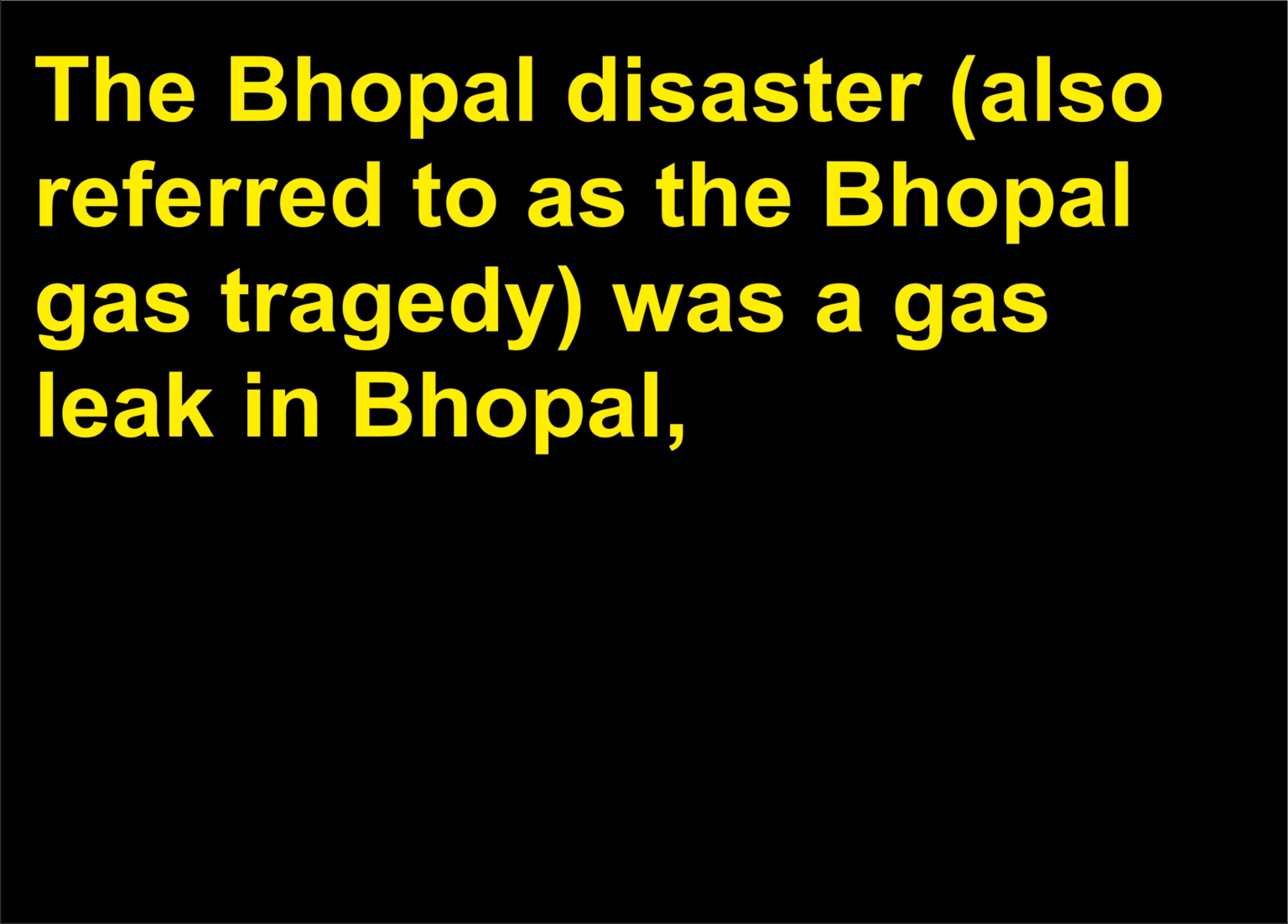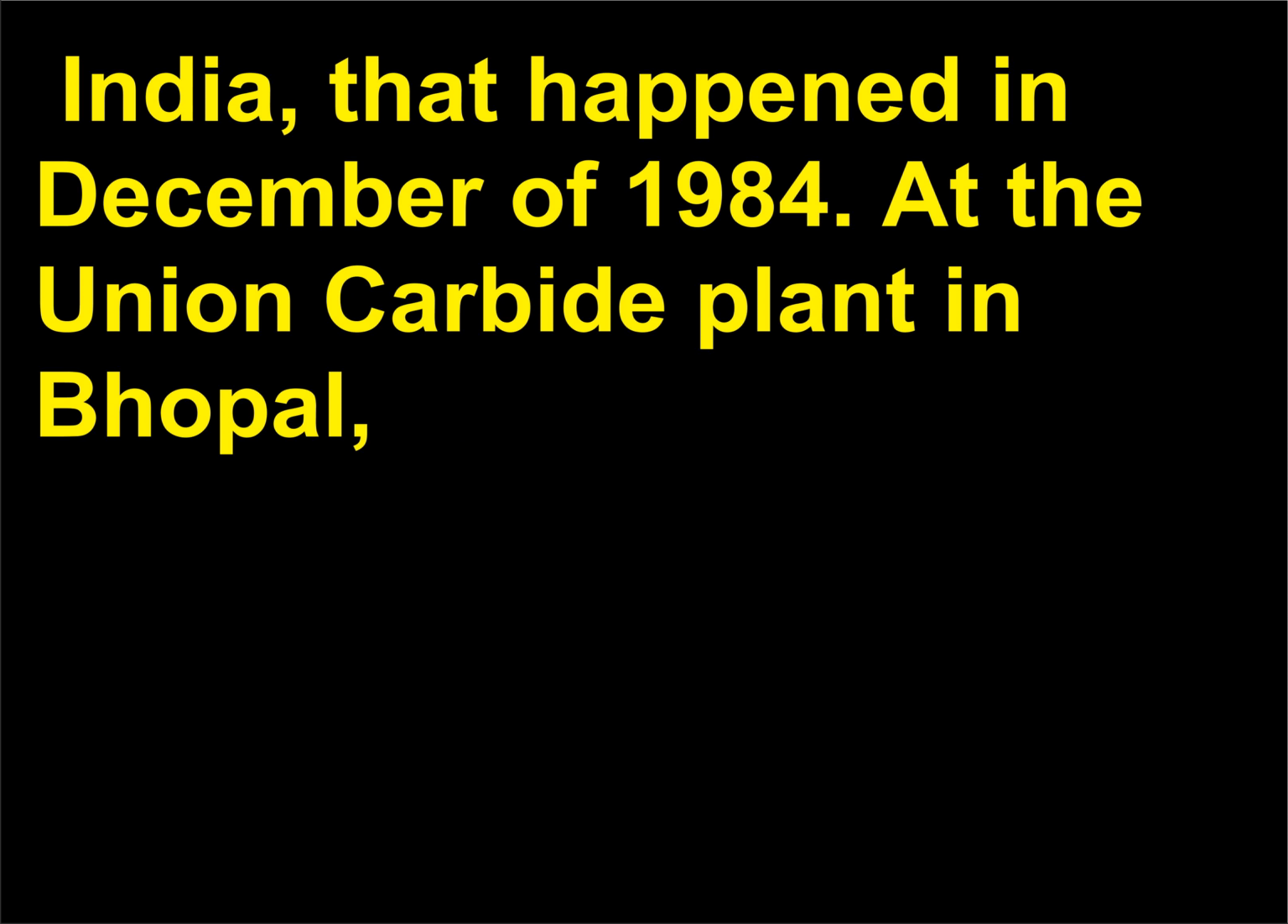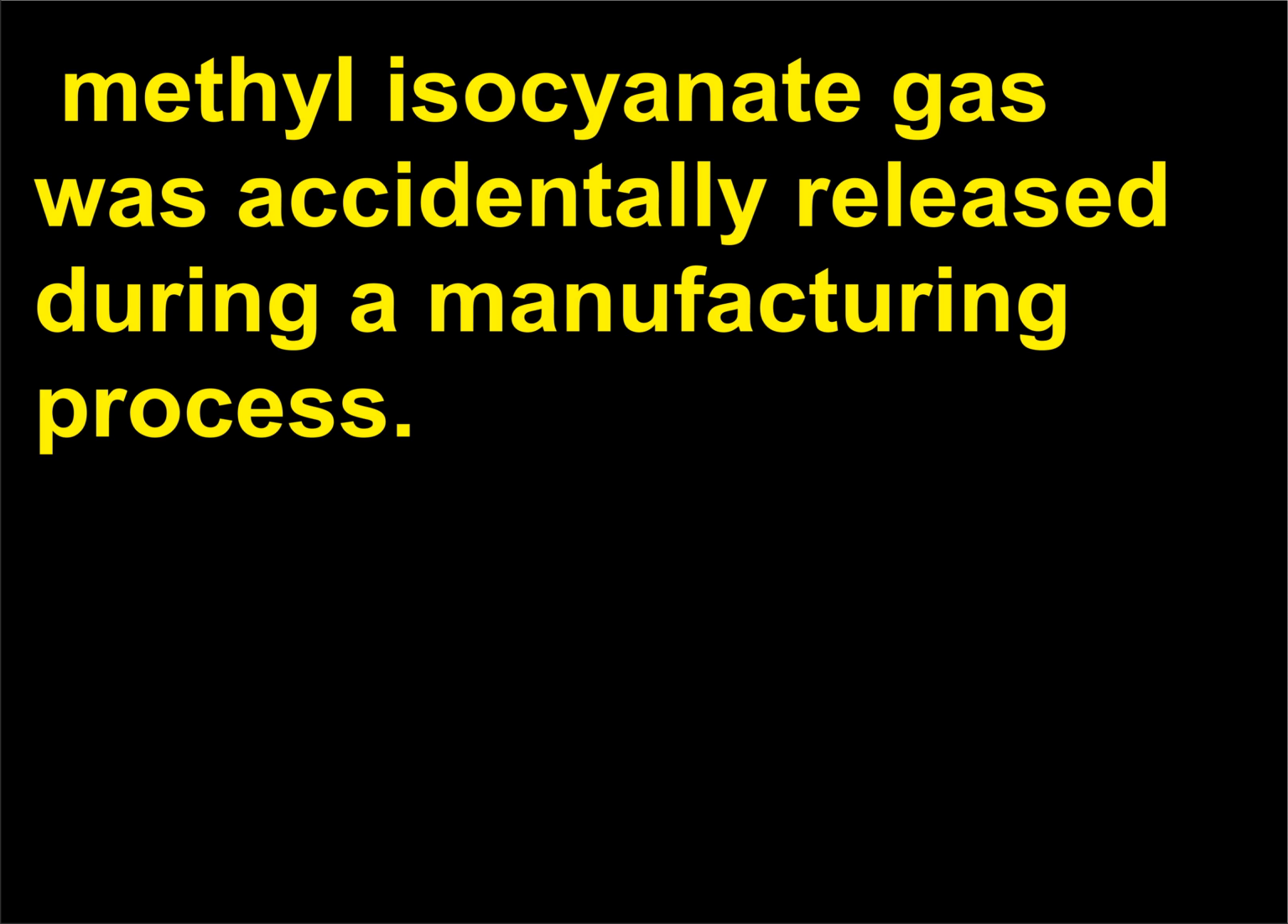The Bhopal disaster, also referred to as the Bhopal gas tragedy, was a gas leak in Bhopal, India, that happened in December of 1984. At the Union Carbide plant in Bhopal, methyl isocyanate gas was accidentally released during a manufacturing process.